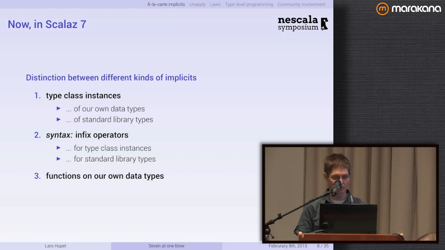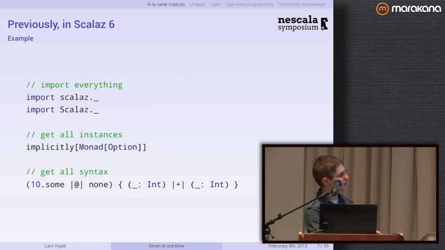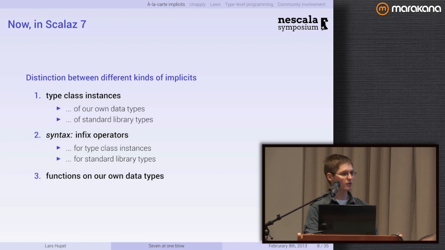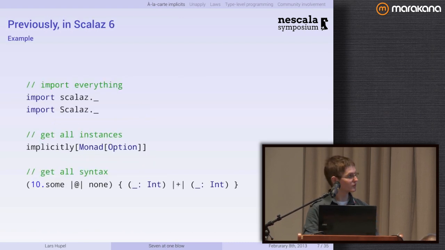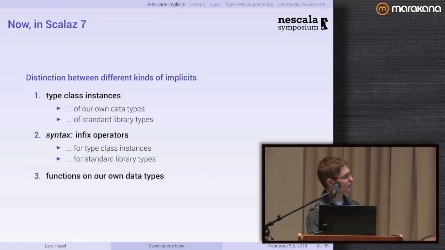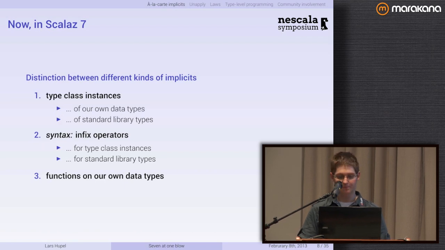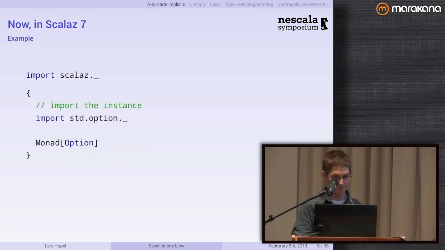The second part is infix operators. That's what we call syntax now. So all this fancy stuff here is syntax, because that's not usually there, and this fancy monoid addition operator. There are also infix operators for type class instances, and additional syntax for standard library types, like you've seen here for integer, where we provide some separate syntax. And the third kind, which is not really implicits, is the functions on our data types, the bare functions to construct our own data types. This is also a third category.